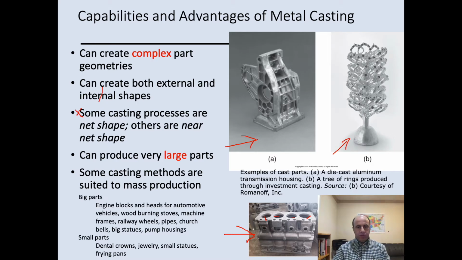In terms of big parts, we have engine blocks, heads of automotive vehicles, wood burning stoves, and pump housings. Also, this process can be used for small parts like dental crowns, jewelry, small statues, and frying pans. These are some examples of small parts.